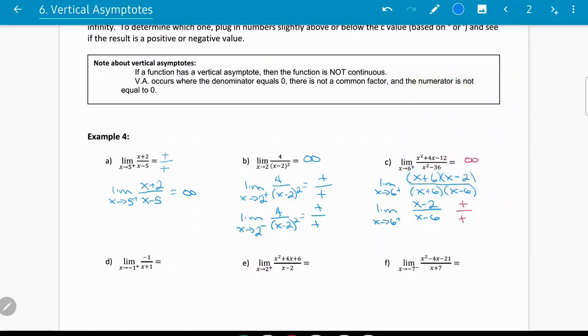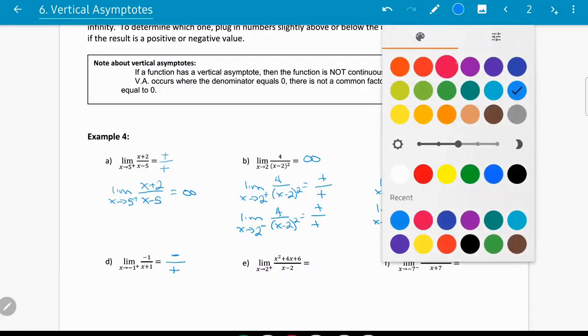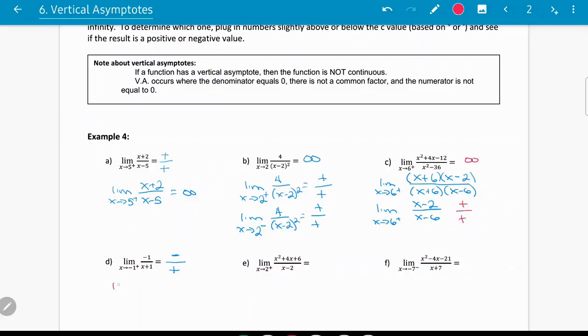All right, so looking at D, we have the limit as x is approaching -1 from the right, so values greater than -1. We know that this is a negative in the numerator, and we're plugging in -0.9, -0.8. So this is going to be a positive number. And so then I can see that this limit, the limit as x approaches -1 from the right of -1 over x plus 1 is negative infinity.